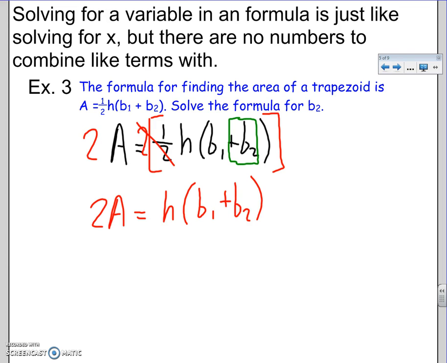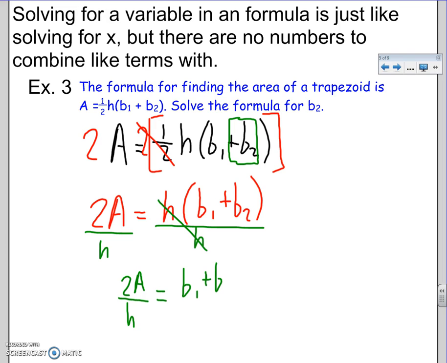And I still need to get b2 by itself. I need to move the h. That's h times all that, so I'm going to divide by h. That cancels. So my left side's 2a over h equals, I don't need parentheses anymore, b1 plus b2. b2 is almost alone. The last thing I need to move is that b1. They're being added, so the opposite operation is subtraction. Minus b1, minus b1. My final answer is b2 equals 2a over h minus b1.